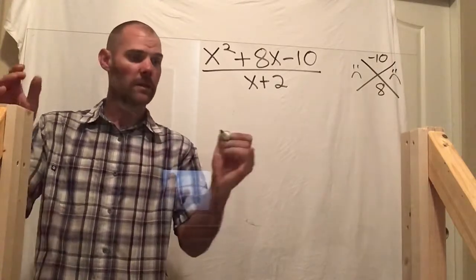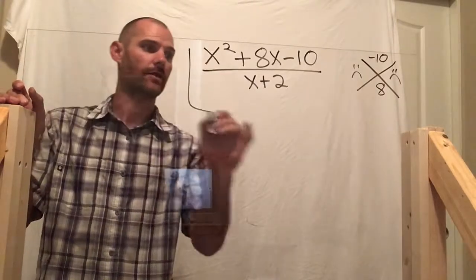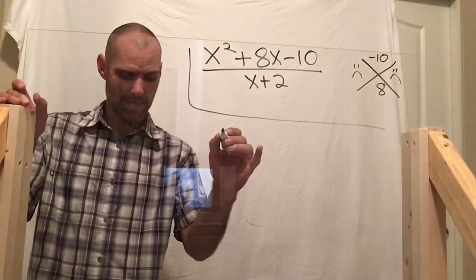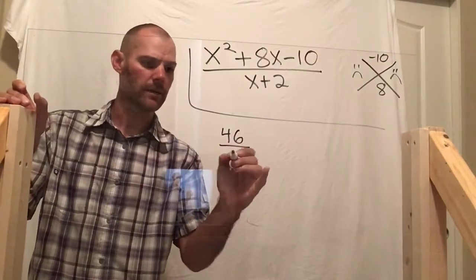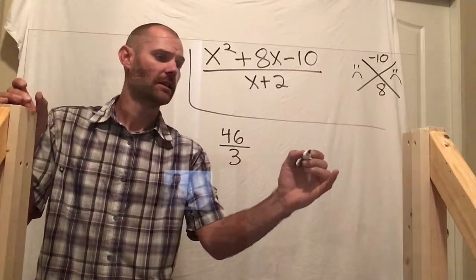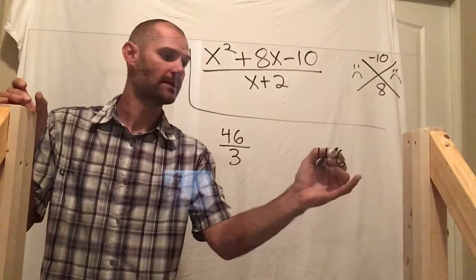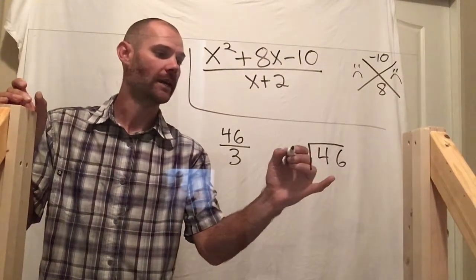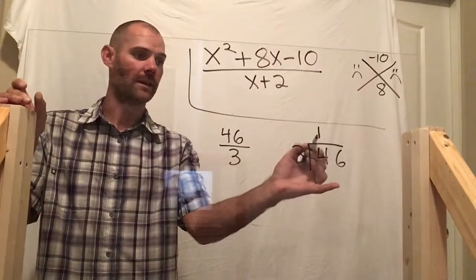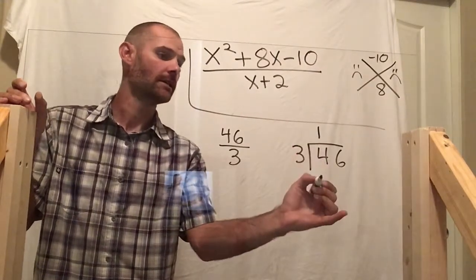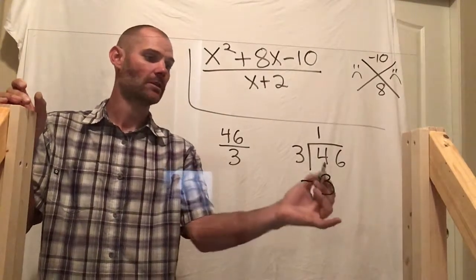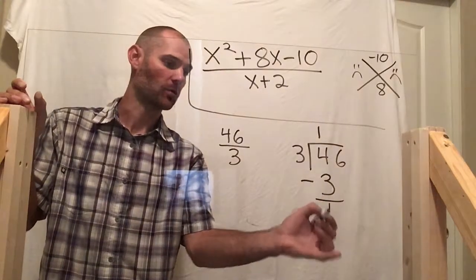Let's just table this for a second and think about regular old long division, like what we did in elementary school. If I want to do 46 divided by 3, I would set that up. 3 goes into 4 one time. 3 times 1 is 3. Then I subtract that out. So 4 minus 3 is 1.